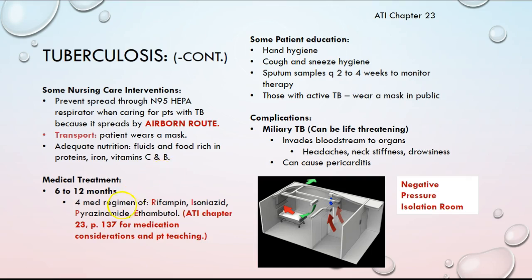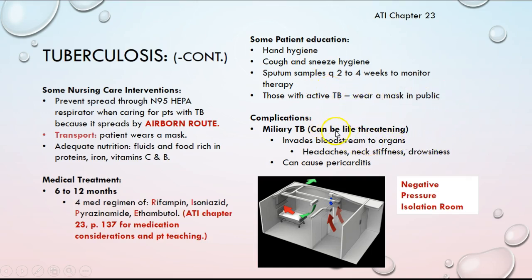Make sure you know the 4 medicine regimen, and if you see here the rifampin, isoniazid, pyrazinamide, my goodness, and ethambutol, if you see in this order, it spells RIPE. That can help you. And also take a look at ATI Chapter 23 on page 137 for considerations in patient teaching. Patient education, hand hygiene, cough and sneeze hygiene. Typically, when they are going through the medical treatment, they need to have sputum samples done every 2 to 4 weeks to monitor therapy. And those with active TB, they need to wear a mask in public.